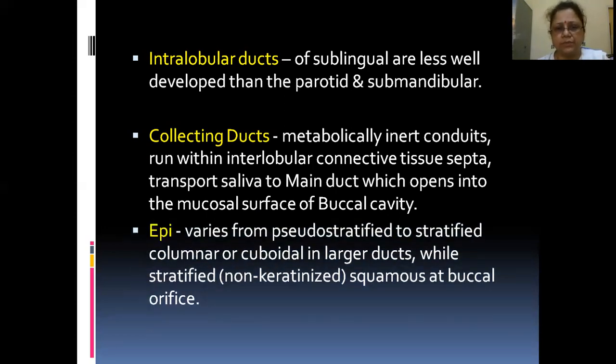Now coming to the epithelium of the collecting ducts, it varies from pseudostratified to stratified columnar or stratified cuboidal in larger ducts, while it is stratified non-keratinous squamous at the buccal orifice, because the buccal mucosa is stratified non-keratinous squamous epithelium. Because of that, the last part of the excretory duct, the main duct, will be stratified at the opening area.